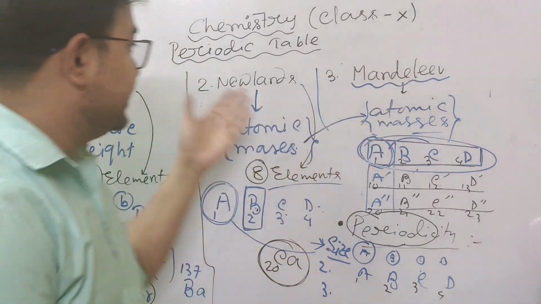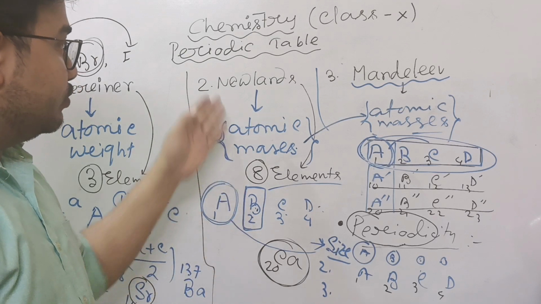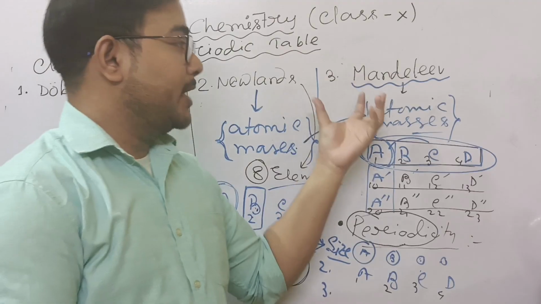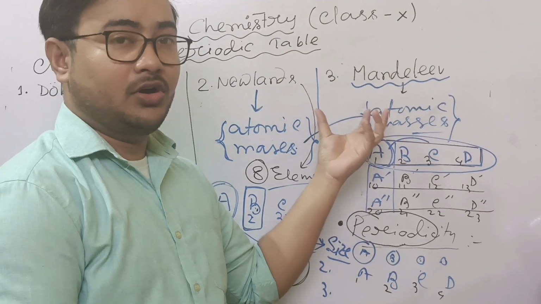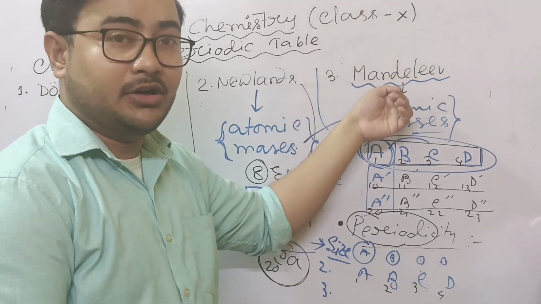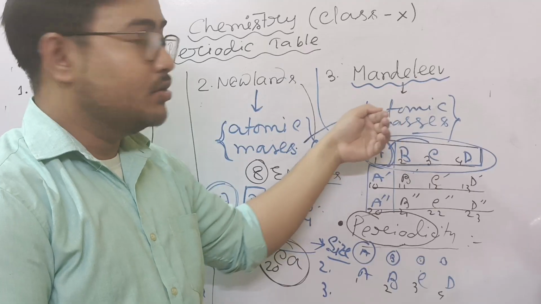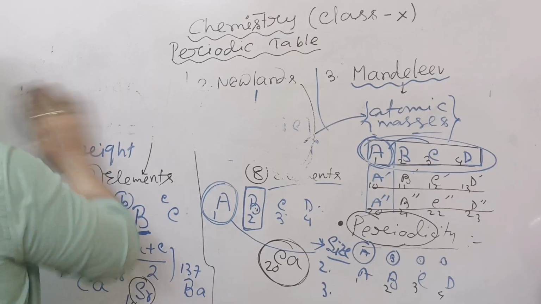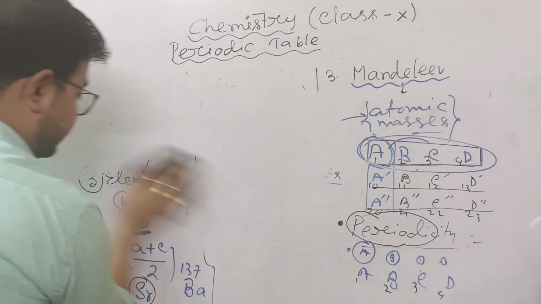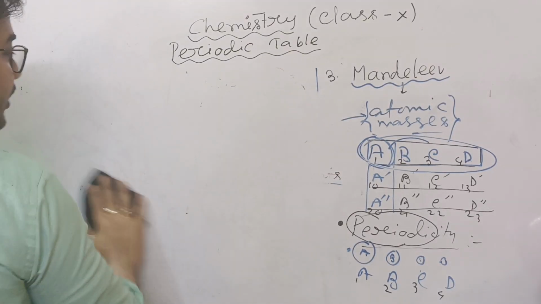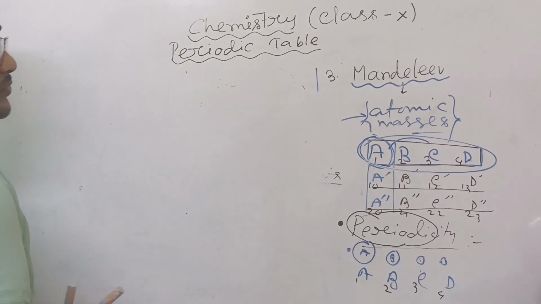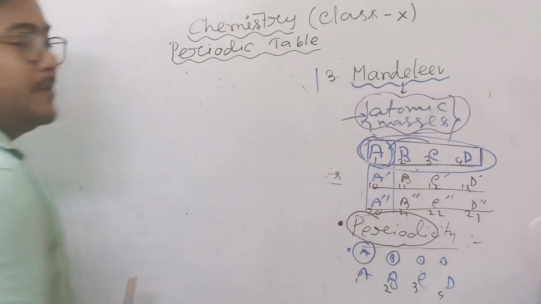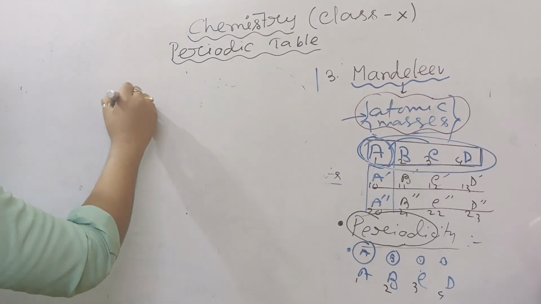If we have any drawback in Newland's law, I already told, we cannot apply this law after 20, that is after calcium. So what is the drawback or flaws of Mendeleev periodic law? That's why we need another modern law, that is Moseley's law. So try to understand. Okay, look at the board. Mendeleev arranged the elements with respect to their atomic masses.